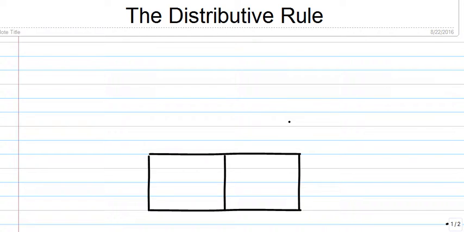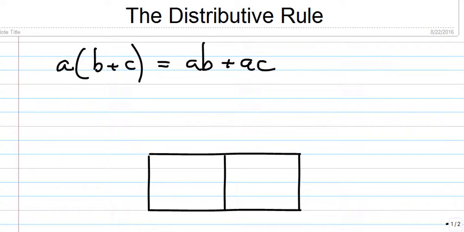This rule states that for any numbers a, b, and c, a times (b plus c) is equal to a times b plus a times c. Well, there you have it. That's the whole lesson. Yeah, sort of.